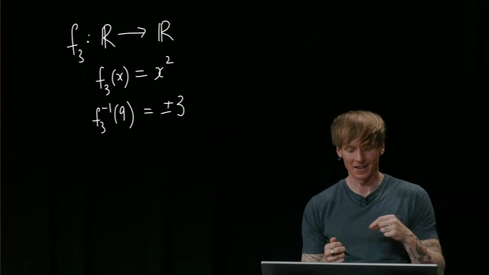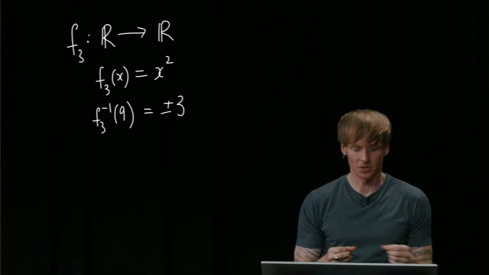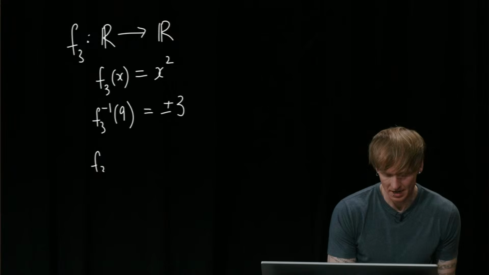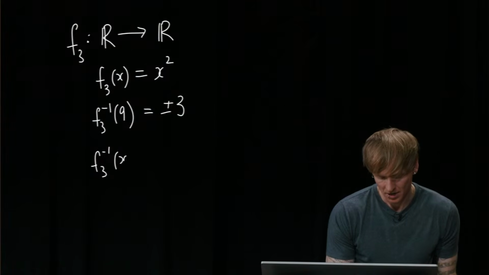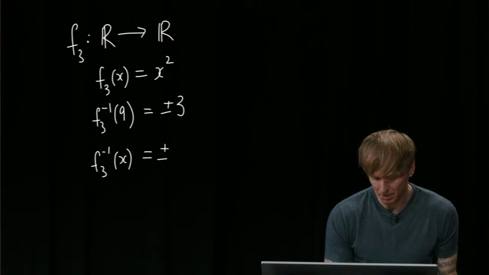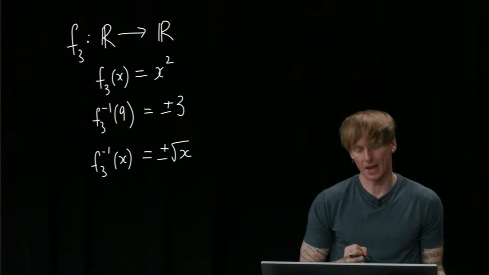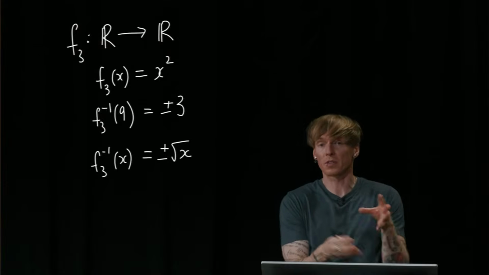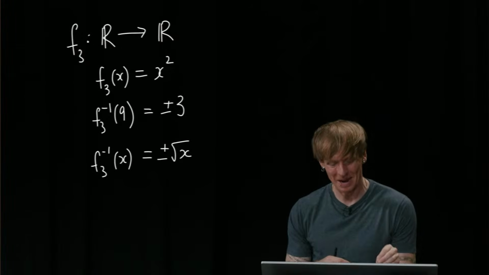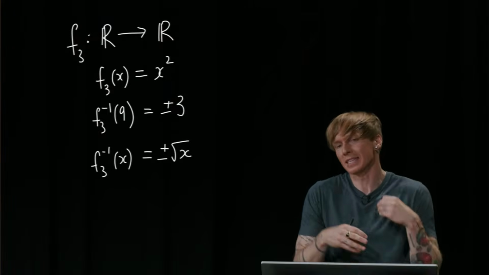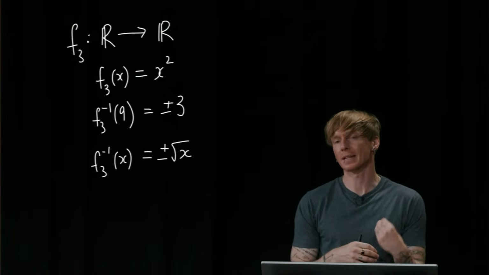So I have to put in a plus or minus to the situation. So really, for f3 inverse here, we kind of want to say, right, well, it could be plus or minus root x, which is a true statement. Both of those square roots are valid, but we don't really like this. This is not a well-defined mathematical inverse, right?